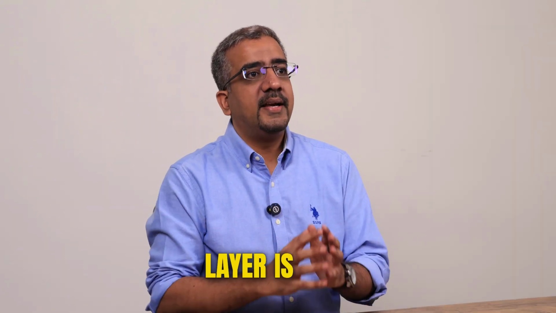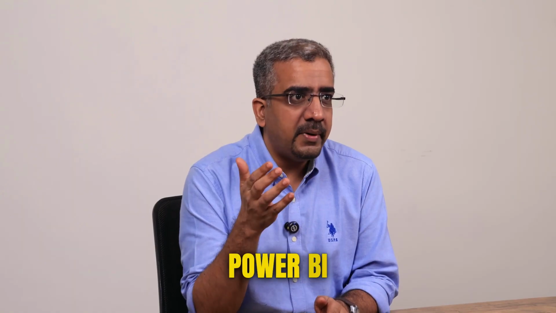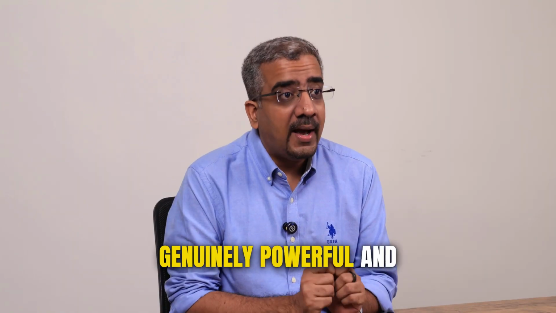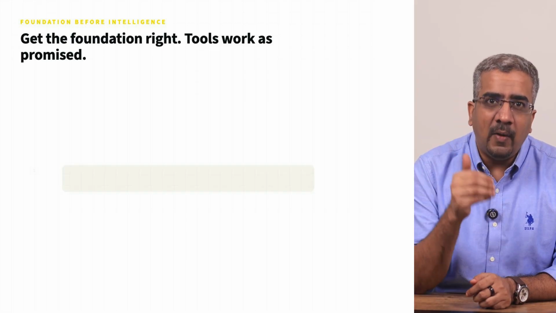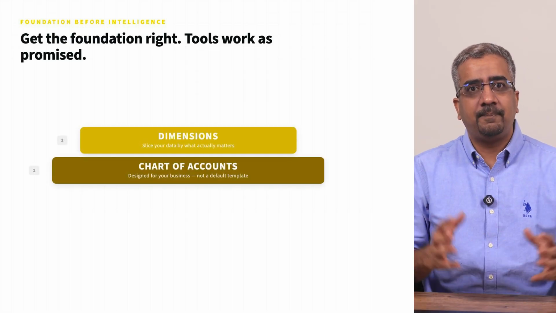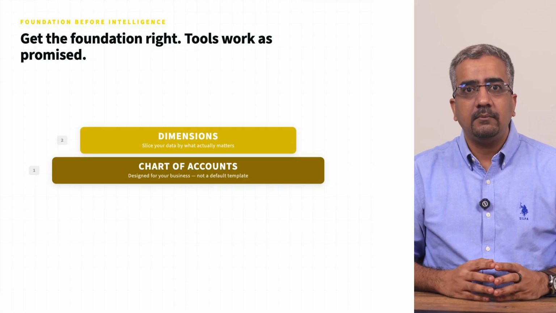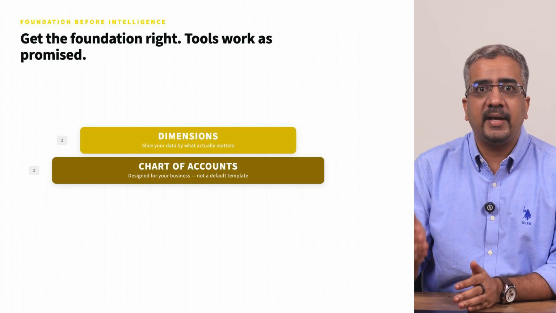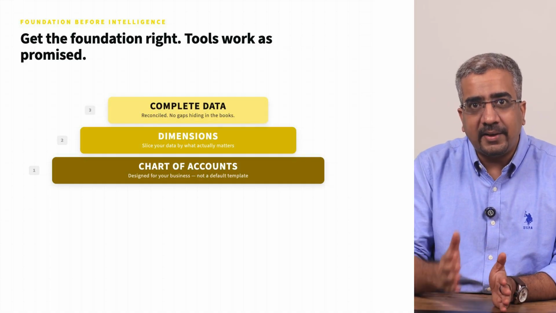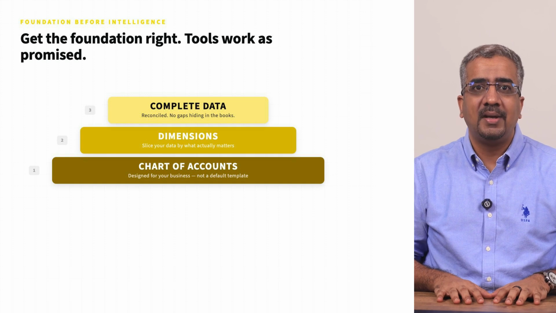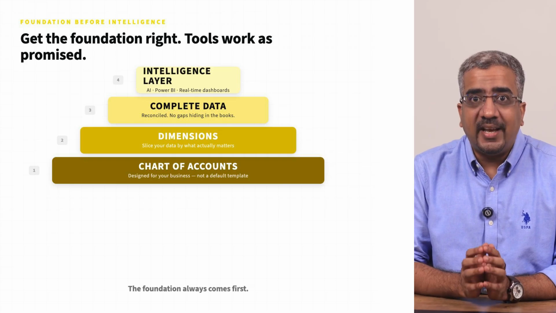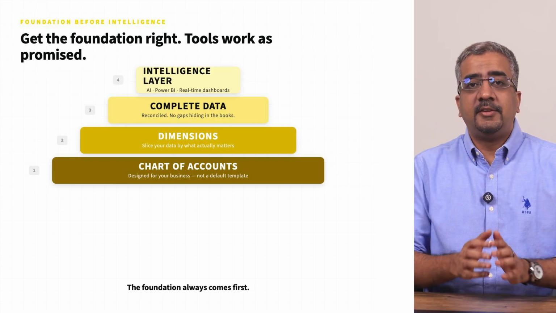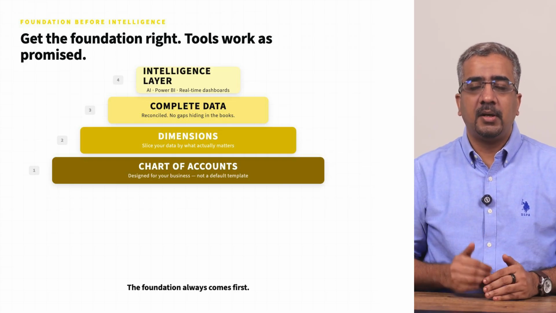The intelligence layer is real. AI analytics, Power BI, real-time dashboards. Now don't get me wrong, these are tools that are genuinely powerful and really useful, but they're only as powerful as what you feed them. A well-designed chart of accounts, dimensions that let you slice your data by what actually matters, complete reconciled books with no gaps hiding in the books. You need to get all these three things right. And the intelligent layer works exactly the way the vendors promise. The foundation always comes first before the intelligence.